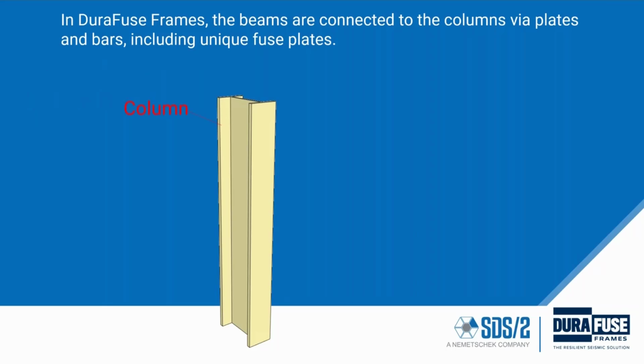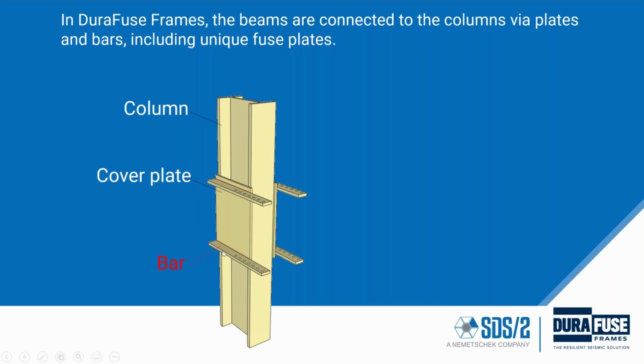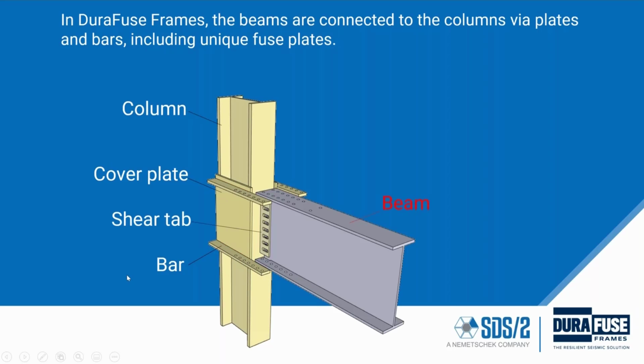So DuraFuse frames was developed so that you can have a moment frame that can undergo a severe earthquake and not damage the columns or beams. Let me step through the parts that are detailed in the connection. So the column has two plates that I call cover plates that are fillet welded to the column. Those cover plates have bars, or we sometimes call them external continuity plates, that are fillet welded. And then there's a shear tab that's also fillet welded to the column. So all the yellow stuff here is the column assembly.